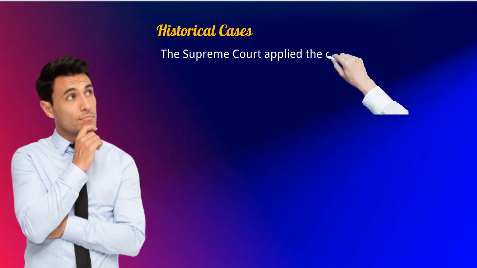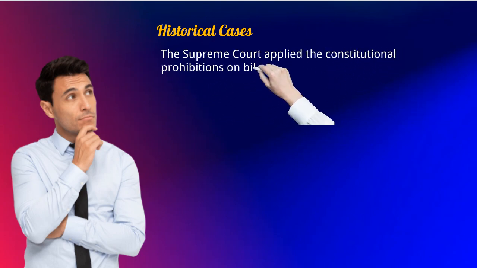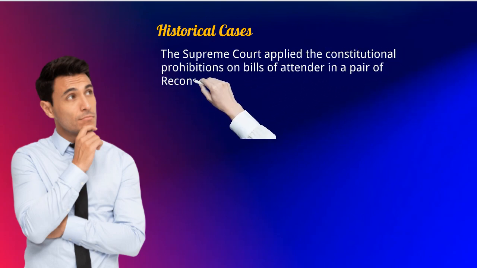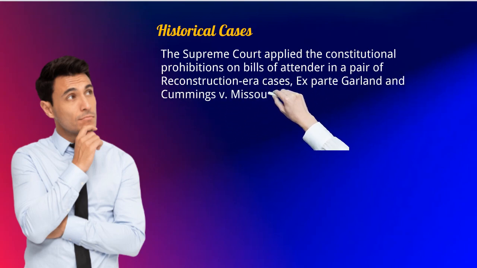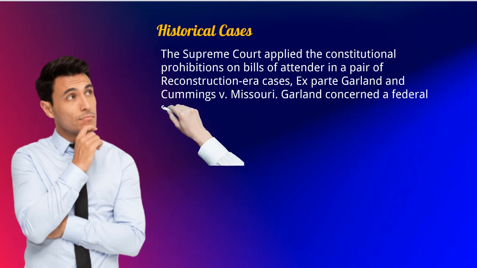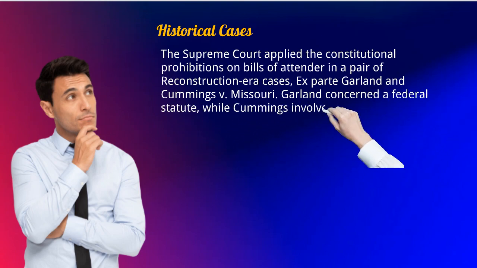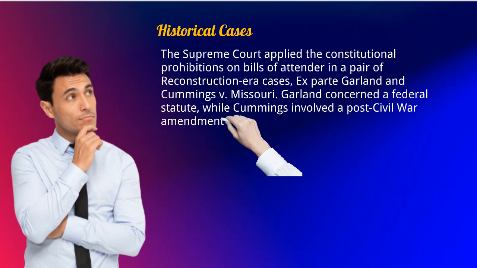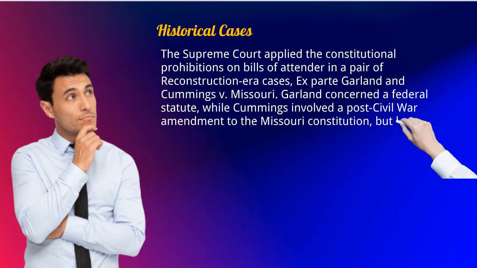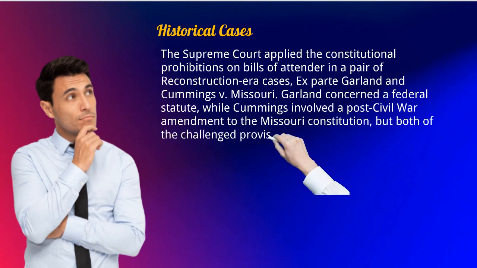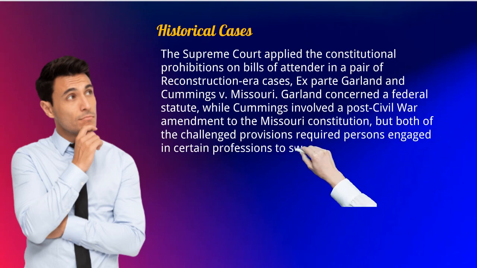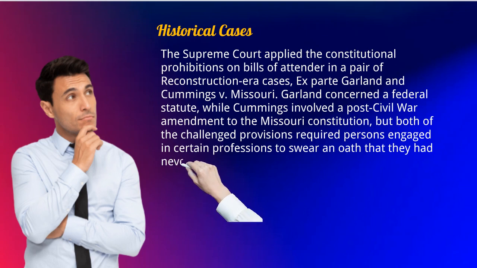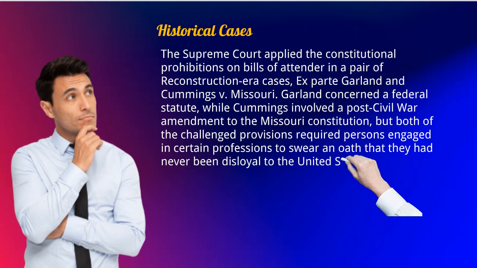The Supreme Court applied the constitutional prohibitions on bills of attainder in a pair of Reconstruction-era cases, Ex parte Garland and Cummings v. Missouri. Garland concerned a federal statute, while Cummings involved a post-Civil War amendment to the Missouri Constitution, but both of the challenged provisions required persons engaged in certain professions to swear an oath that they had never been disloyal to the United States.